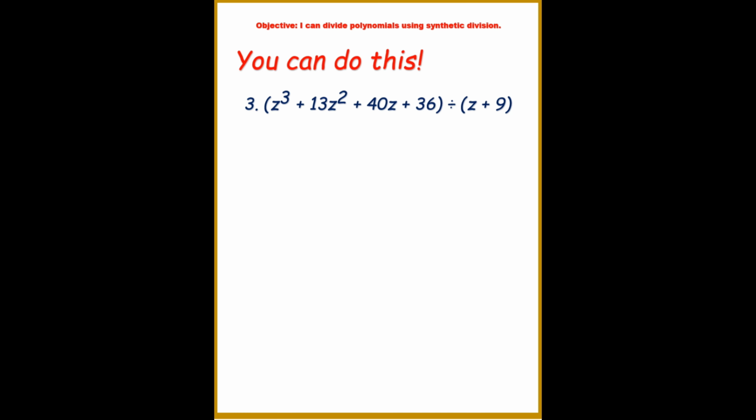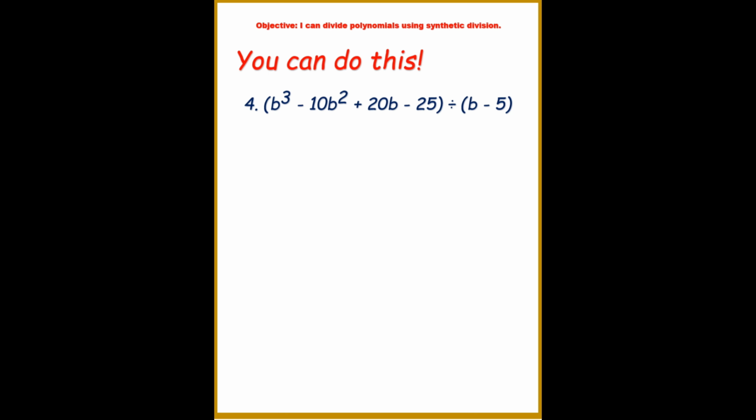Now let's go to number 4. Don't forget the objective, dividing polynomials using synthetic division. So for number 4, b cubed minus 10b squared plus 20b minus 25 divided by b minus 5. Just copy it, do not solve it yet. I'm going to give you time to solve this. I hope you're done.